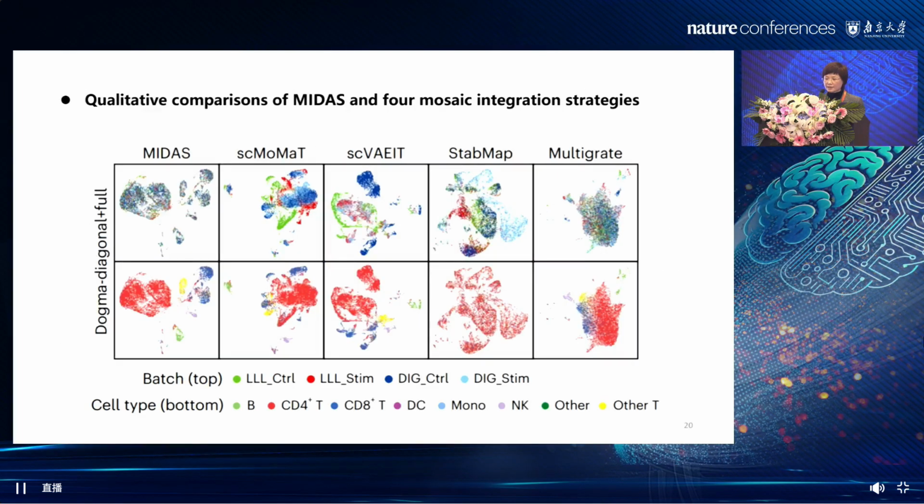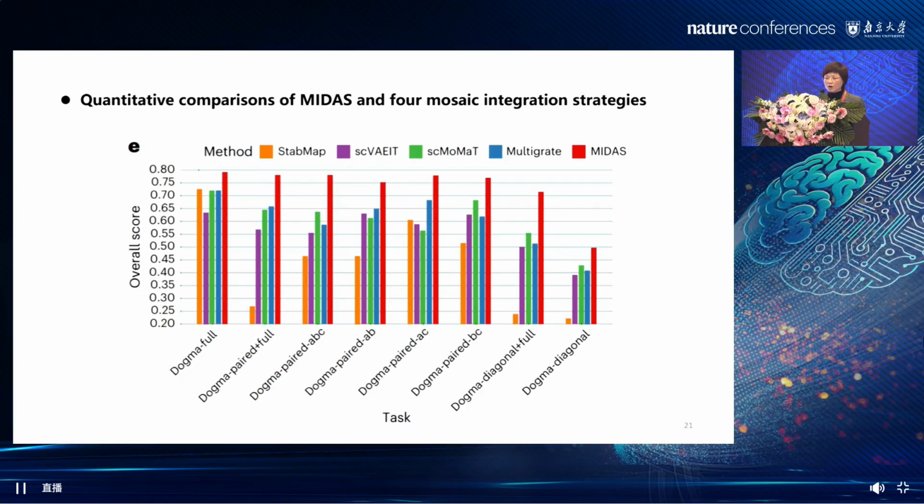We compared MIDAS with 4 other methods capable of mosaic integration strategies. Qualitatively, on the complex dogma diagonal task, MIDAS maintains clear separation of cell types while mixing batches effectively. The other methods struggle with either batch effects or preserving biological structure. Quantitatively, MIDAS consistently achieves the highest overall scores across all tested mosaic scenarios.